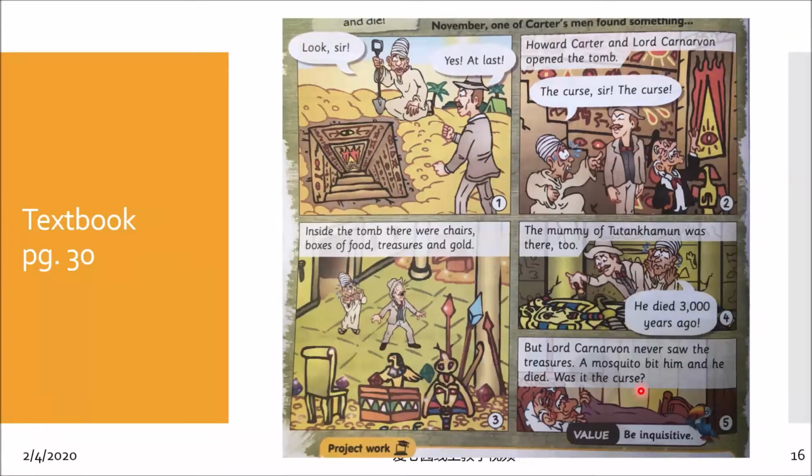The moral of the story is, be inquisitive. Inquisitive means curious about something. In Mandarin, it's 好奇. You should know about things before going into it.